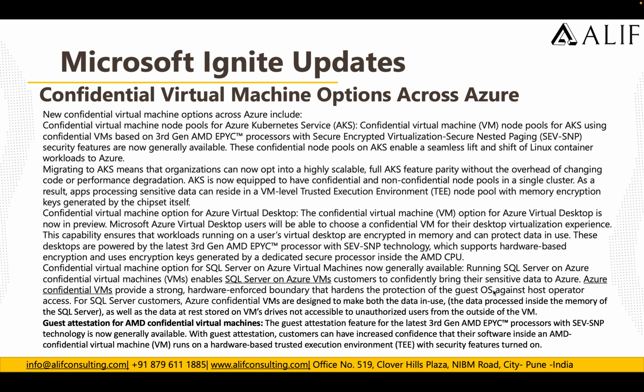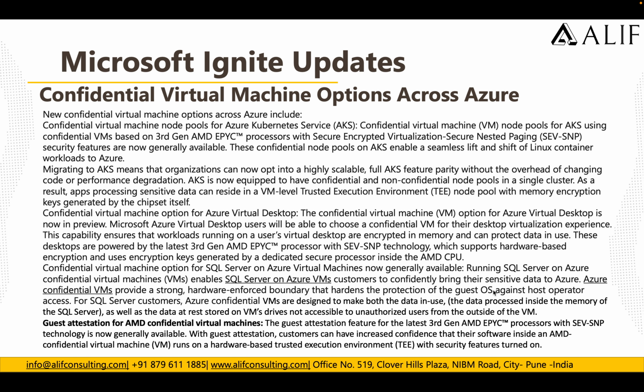So the next update which we have is confidential virtual machine options across Azure, right? As we know, the confidential virtual machine is a very important part of how you manage security, right? So we have new confidential machine options across multiple services. We have a new confidential virtual machine node pool for AKS, where we can use confidential VMs based on third-gen AMD EPYC processors with secure encryption, virtualization, and secure nested paging. This is currently in preview, right?